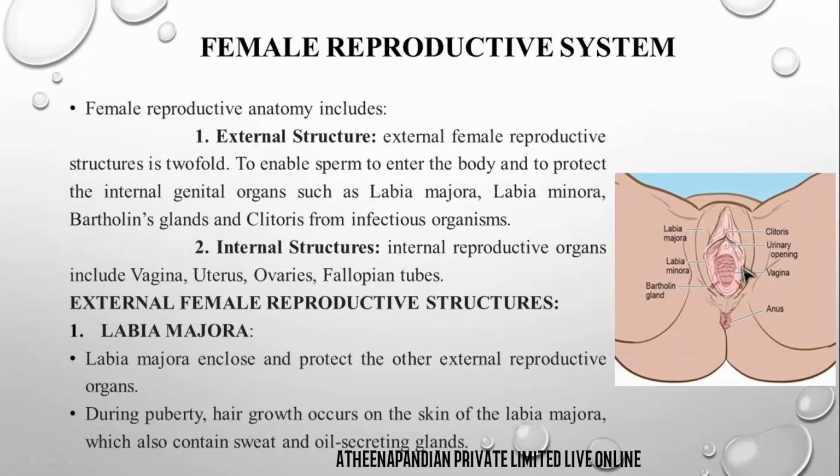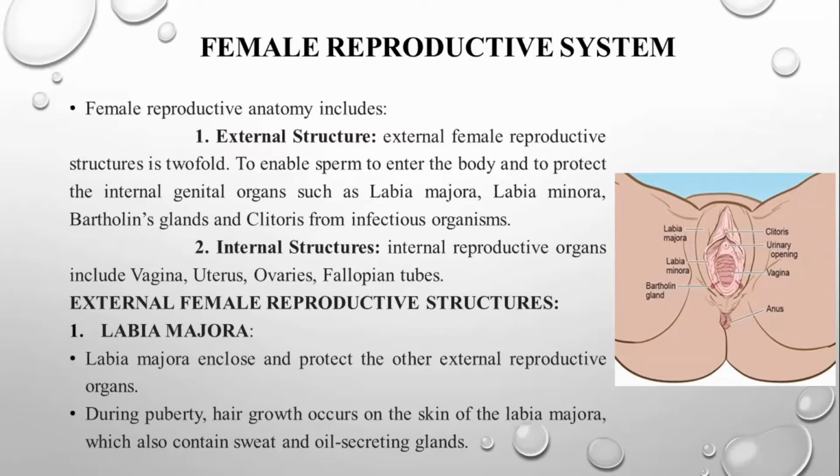Then the internal structure has reproductive organs such as the vagina, uterus, ovary, and the fallopian tube. Let me now see the external female reproductive structures. The first one is the labia majora. The labia majora encloses and protects the other external reproductive organs.